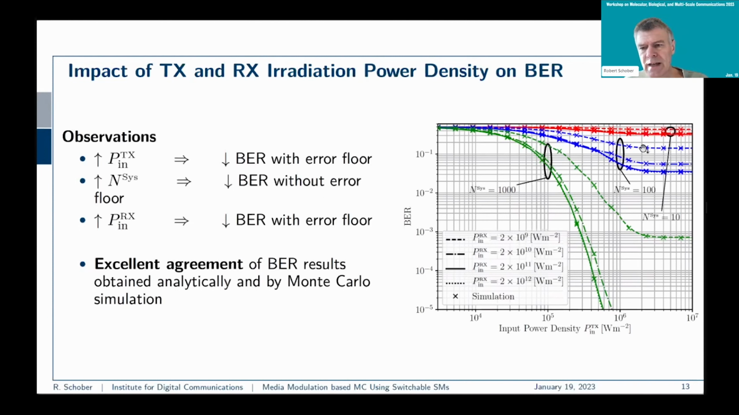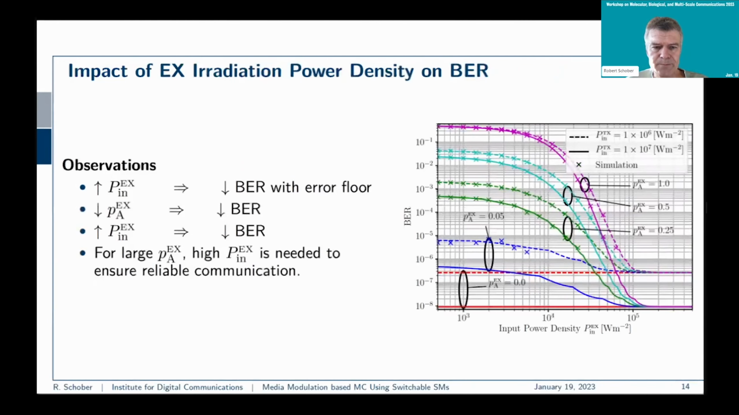So you can see here, there are some error floors in some cases, right? So even for very high light intensity at the transmitter, you still get errors. And this is simply due to the other two random effects, right? So they may limit the performance that you can achieve if you do not design the system properly.